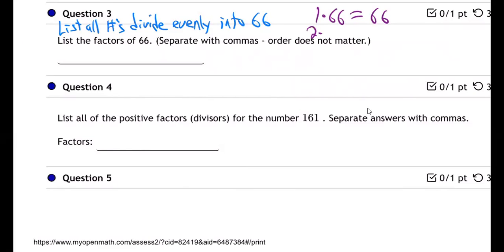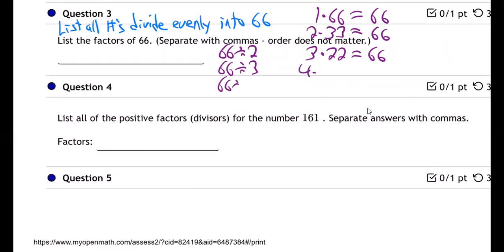Use your calculator. Take 66 on your calculator and divide by 2. You'll get 33. Then do 3, and you'll get 22. Then with 4, I think that one's a no. You'll get a decimal. Let me see, 66 divided by 4. Yeah, 16.5. That one's a no. 5's a no. You'll get a decimal. 6 times 11.